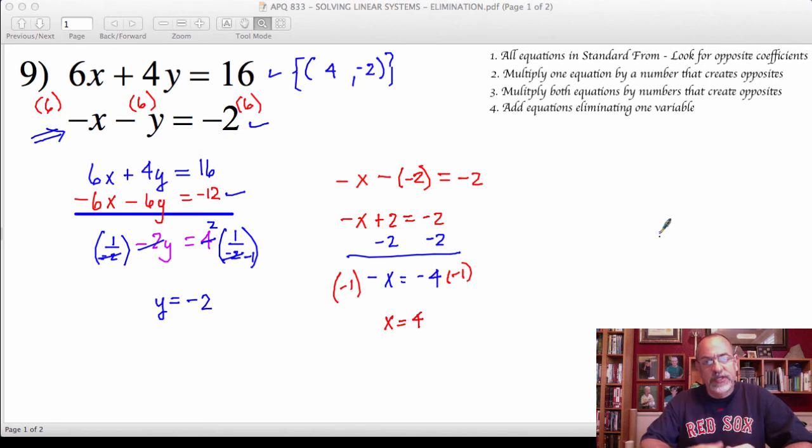So that's elimination again when we have to create opposites by multiplying one equation by a number that gives us the opposites that we need to eliminate the variable.